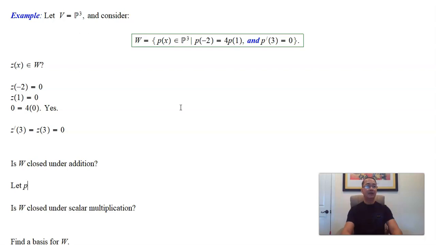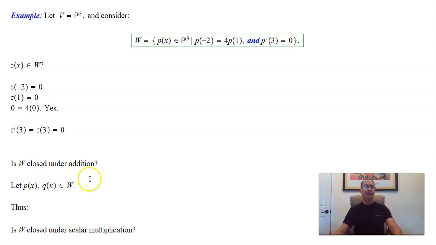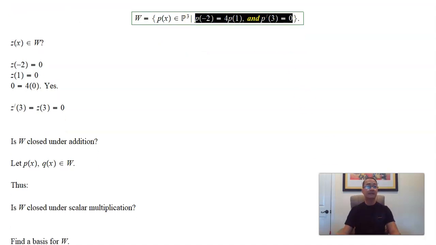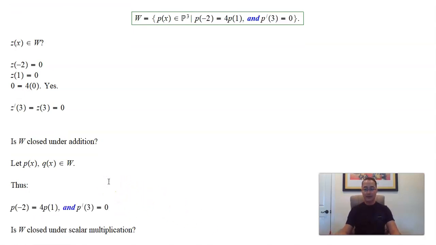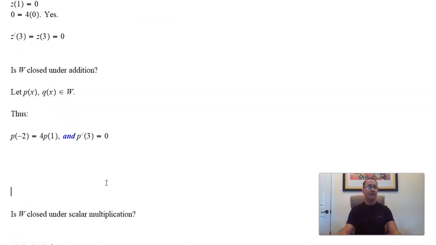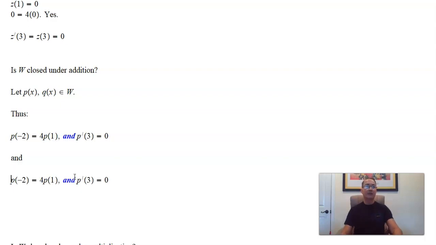Let P of x and a second polynomial, Q of x, be from P3, and not just from P3, but from W. So what does that mean? If P of x is from W, then these 2 equations have to be satisfied. Let me make some more space. However, so is Q of x. Not just P, but also Q has to satisfy these two equations. So all we do is replace the letter P with the letter Q. Now Q also satisfies these two equations.